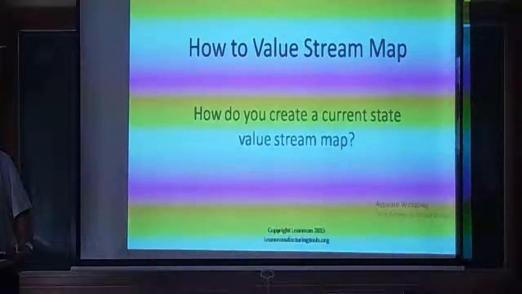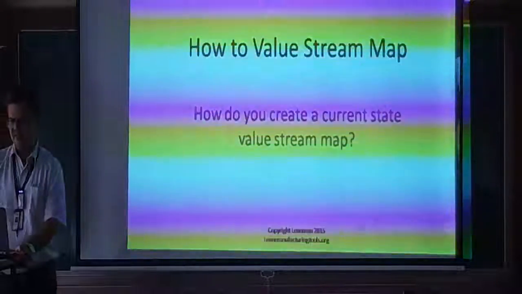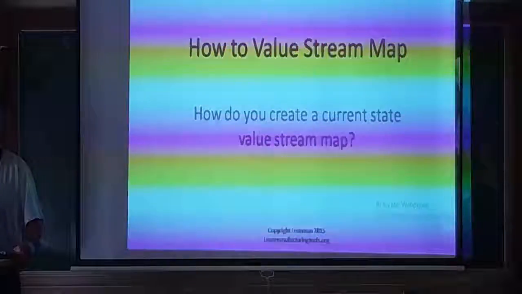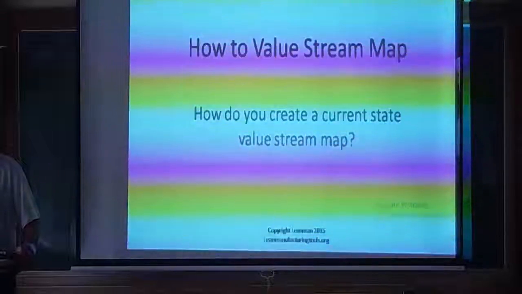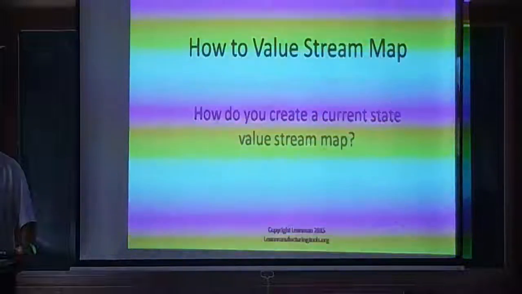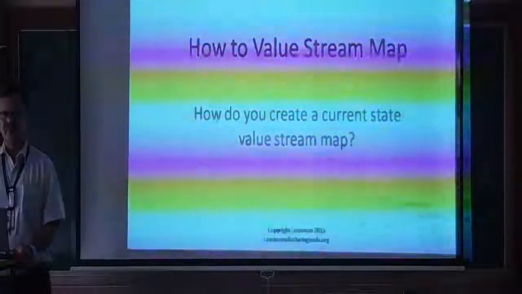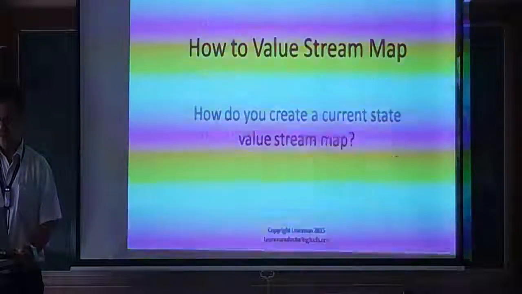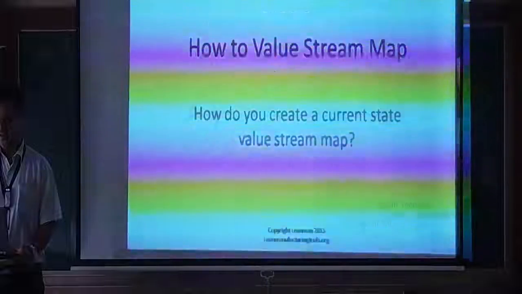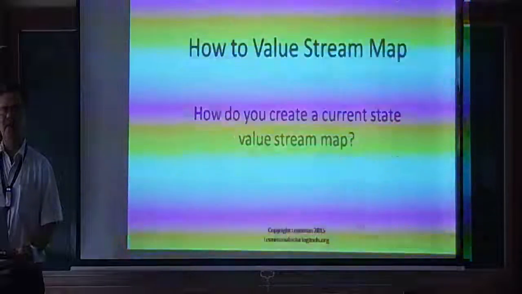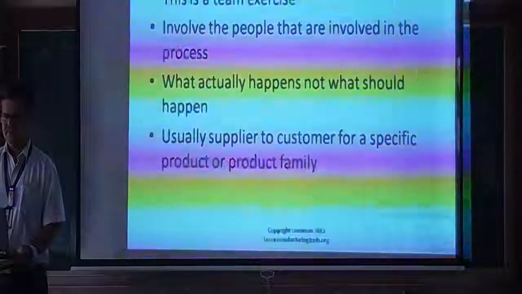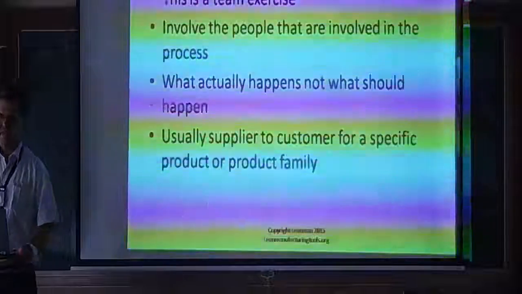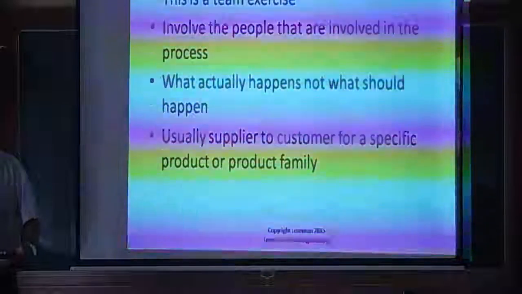How do you create a current value stream map? It's very essential that you first draw the current state map, then you can draw the future state. So I will explain here how to create a CSM, that is, a current state value stream map. How do you create a value stream map? It's very important here.